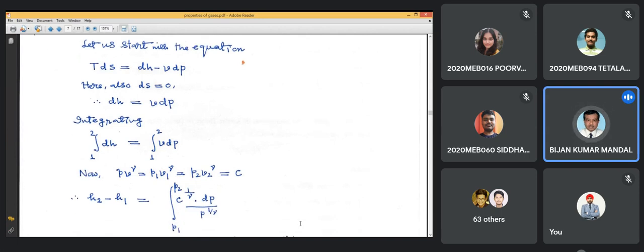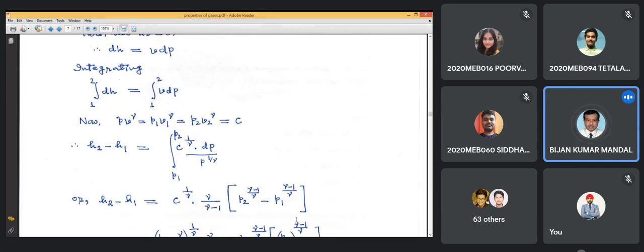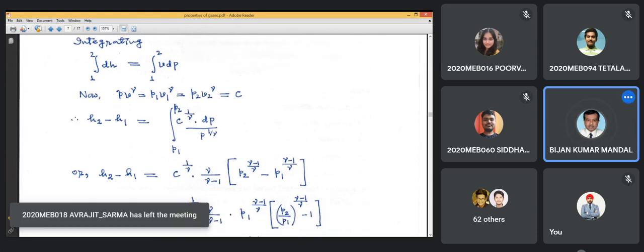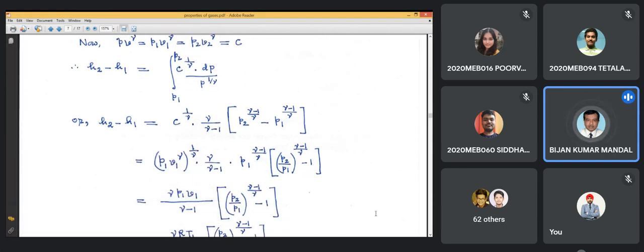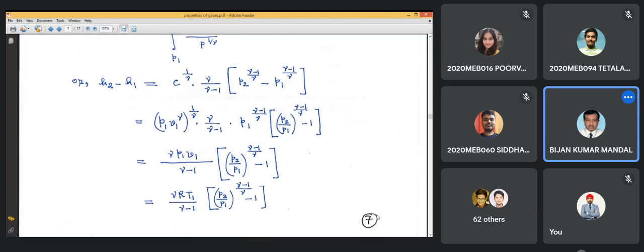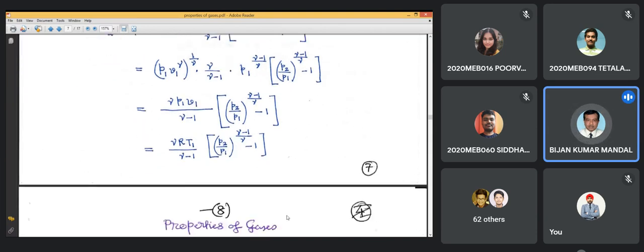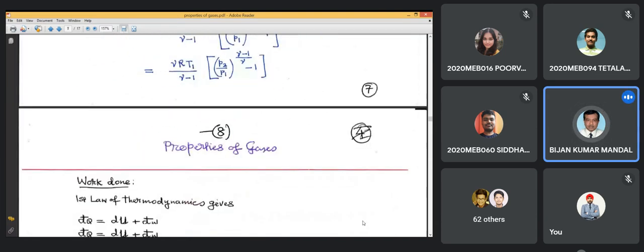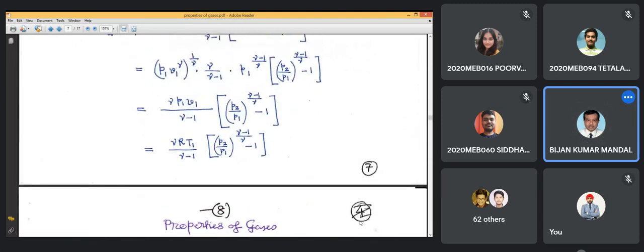Following the same equation, you can see P to the power gamma, same thing. If you do this integration, it will be C to the power 1 by gamma. Then H2 minus H1 is equal to this term, and finally we get the expression: gamma R T1 by gamma minus 1, times P2 by P1 to the power gamma minus 1. That you can get.